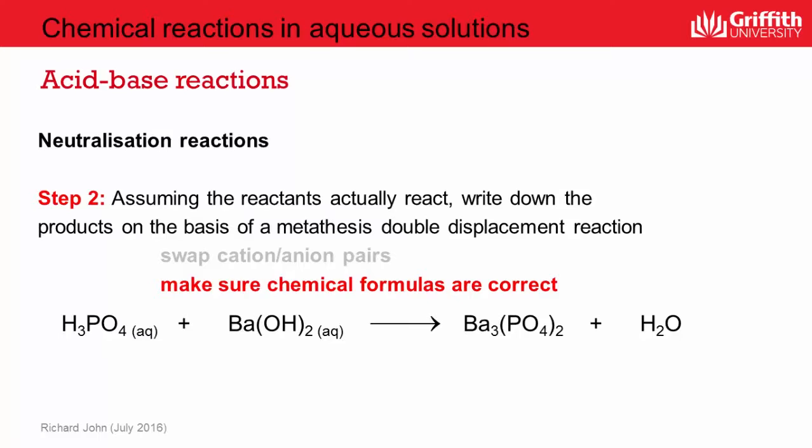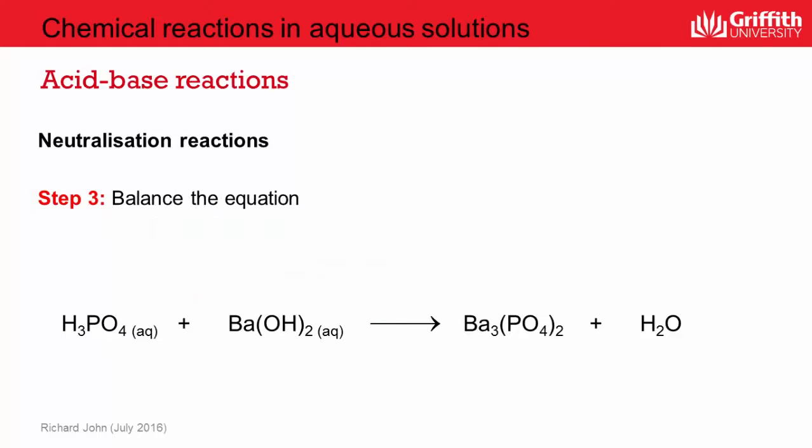So phosphoric acid plus barium hydroxide gives barium phosphate plus water. Acid plus base gives you salt plus water. We've written the chemical formulas down correctly in this equation, and now it's time to balance the equation.